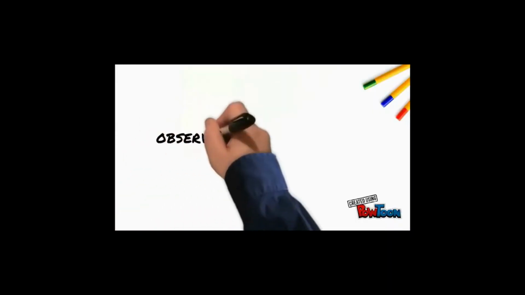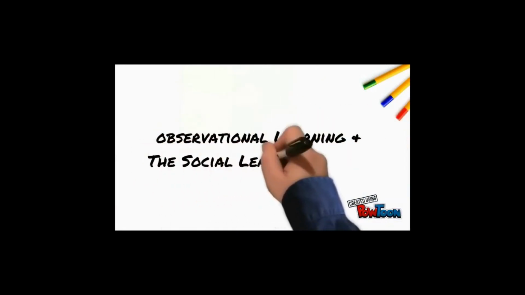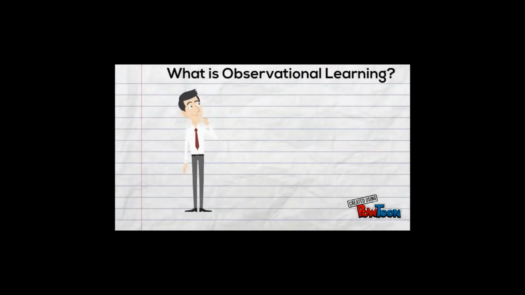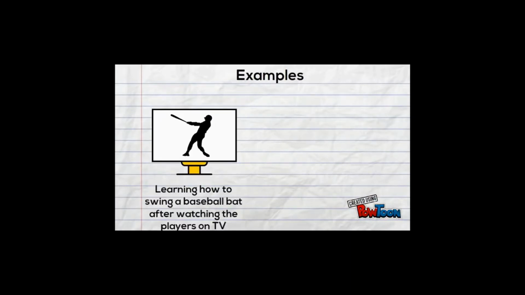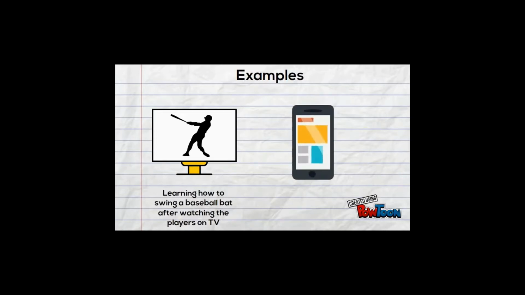Hi class, I am Teacher Gwen. I'll be discussing to you about observational learning and the social learning theory. What is observational learning? When someone uses observation of a model's actions and the consequence of those actions to guide their future actions. First example would be like learning how to swing a baseball bat after watching the players on TV. Second example is learning how to use a feature on your phone after watching your friend use it.